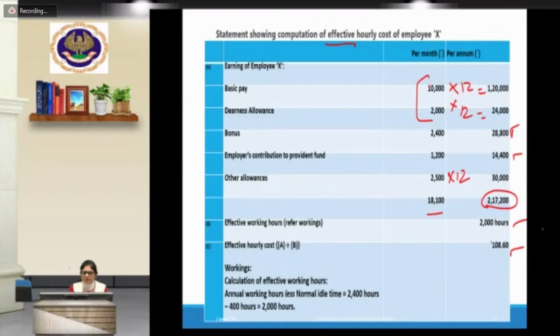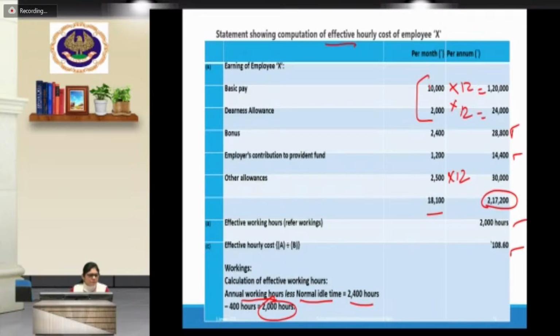So you can look here. Annual working hours less normal idle time. We always deduct the normal idle time. All right. So 2,400 hours were the total and less 400 hours. So 2,000 were the effective hours, out of which we have to calculate the hourly cost.